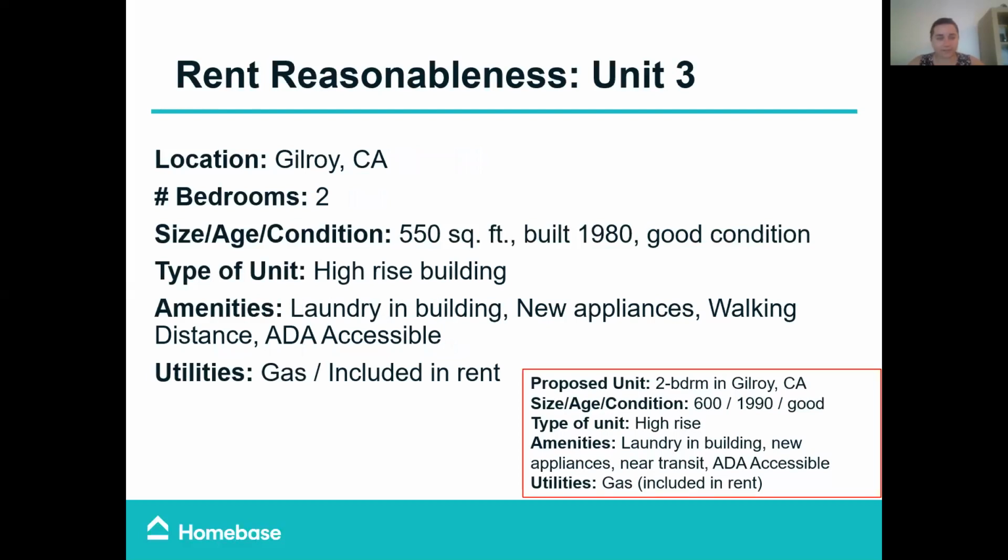Unit number 3 is a 2-bedroom apartment in Gilroy. It is 550 square feet in a high-rise building built in 1980 that is in good condition. The amenities include laundry in the building, new appliances, it's walking distance to community amenities such as a library and a grocery store, and it is ADA accessible. Finally, gas utilities are included in the rent. So again, I will launch a poll here to ask you, does Unit 3 seem comparable?